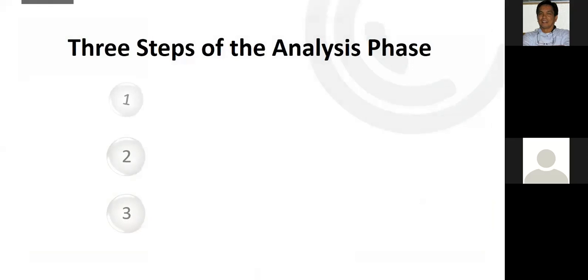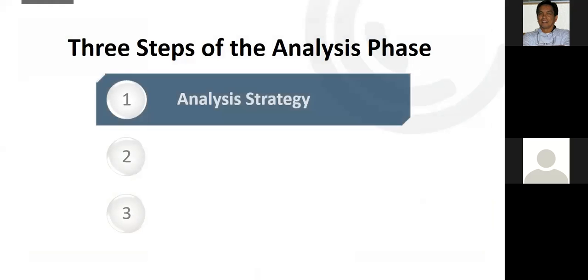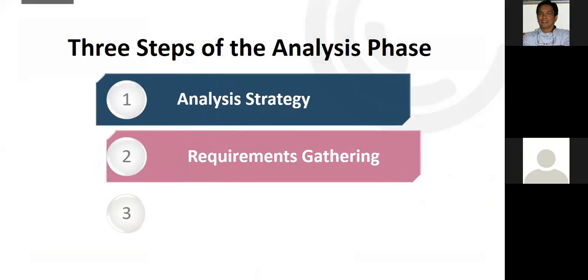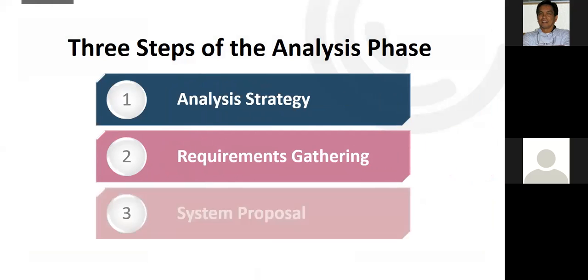And there are also three steps of the analysis phase. First is the analysis strategy. Second step is the requirements gathering. And the third step is the system proposal. The first is the analysis strategy. This is developed to guide the project team's efforts. This includes the analysis of the current system. Second step is the requirements gathering.